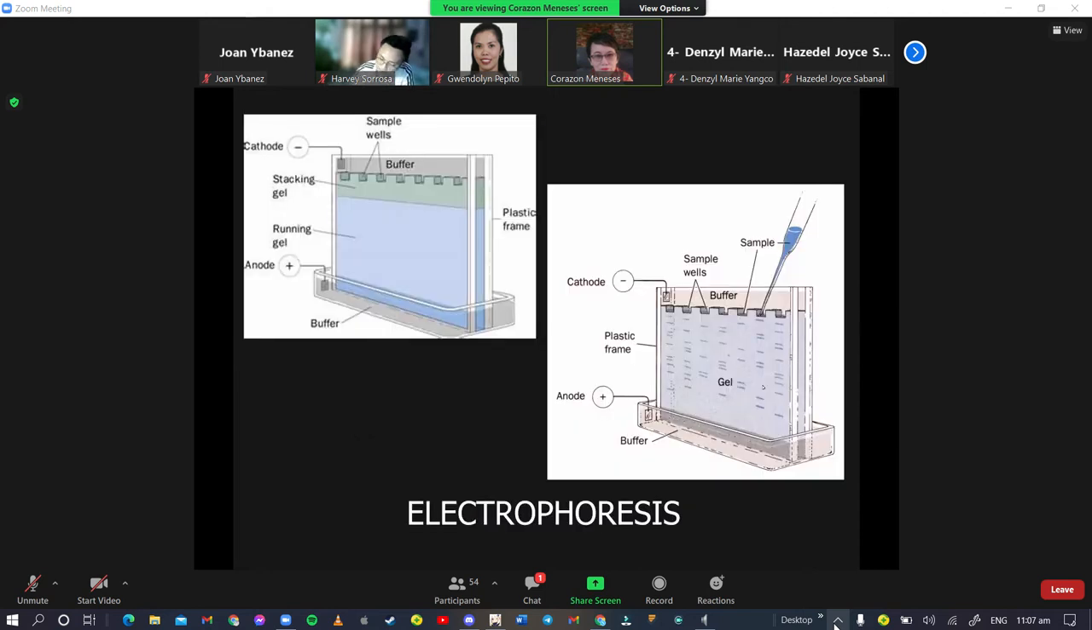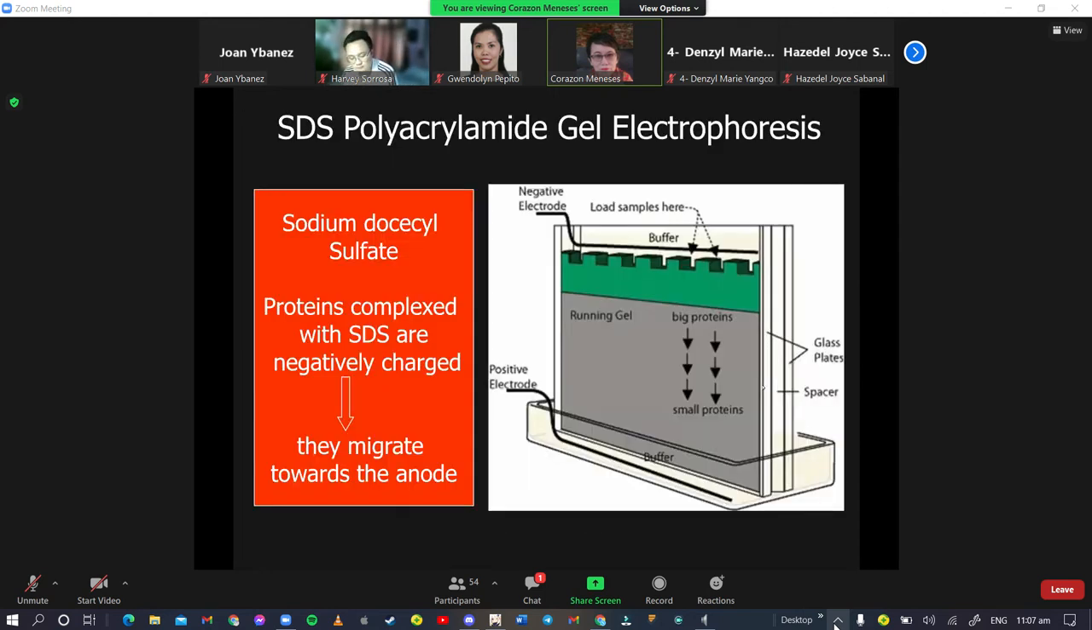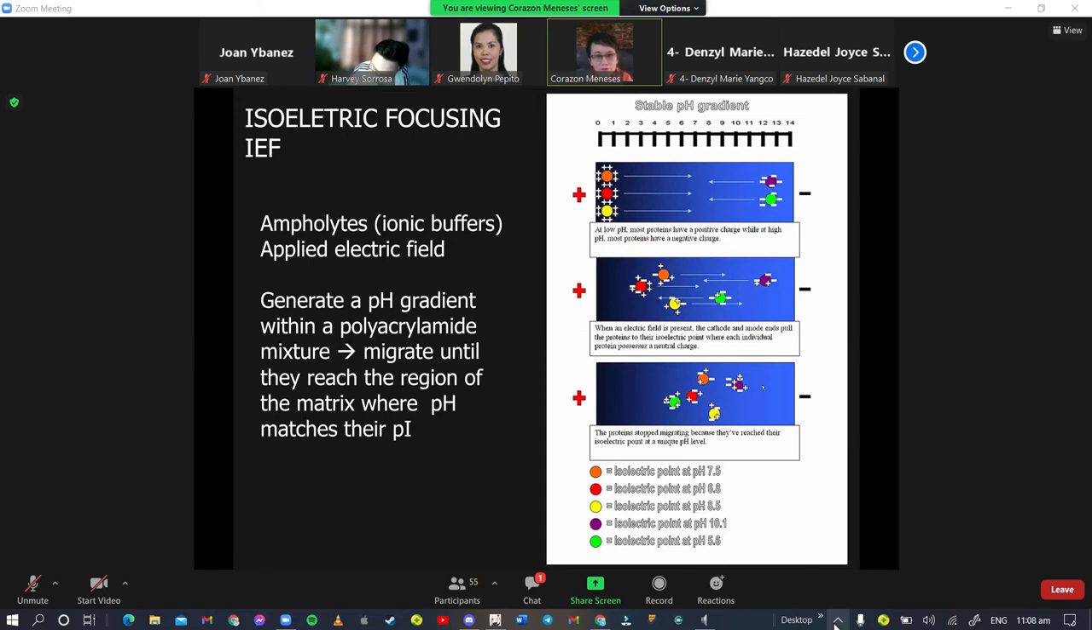And that is electrophoresis, based on charge, and this is SDS, which is based on size. As I said, the protein is coupled to your SDS and they will be negatively charged, so all will move towards the anode, and it is the smaller one that can travel faster. Then this is your isoelectric focusing. As you will notice, the protein will become stationary at its pI.